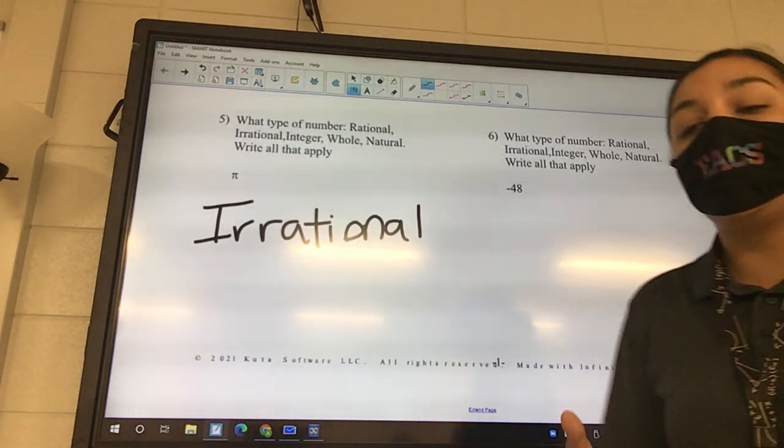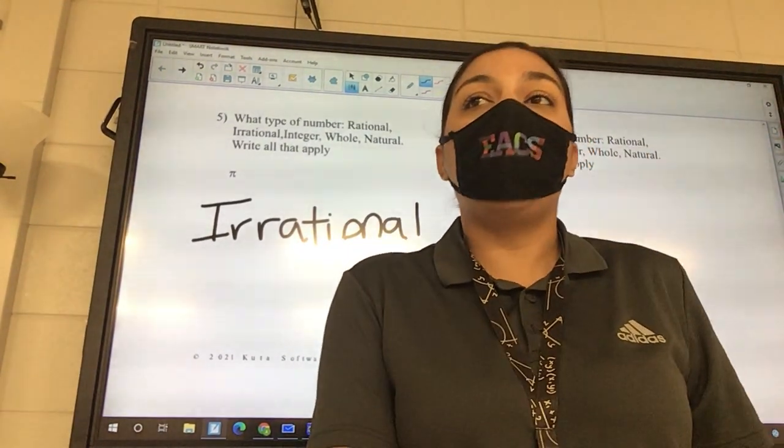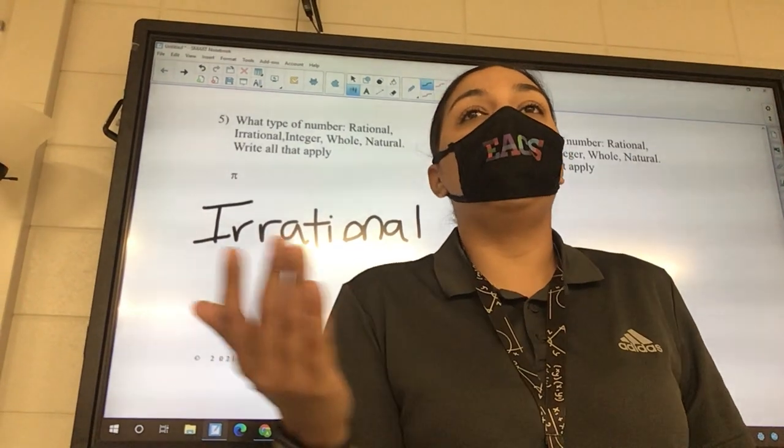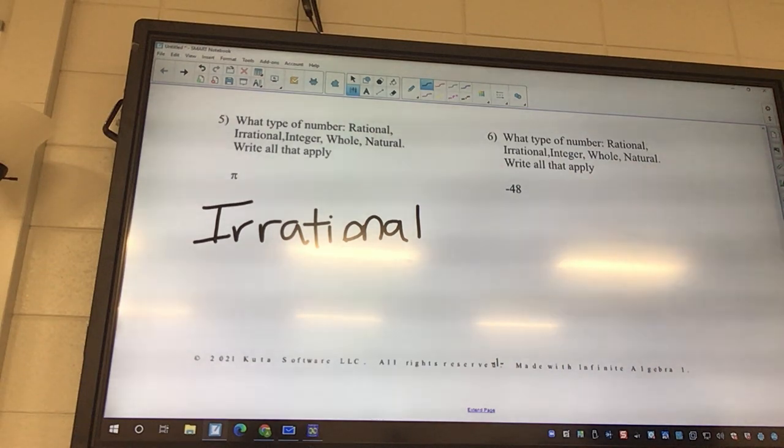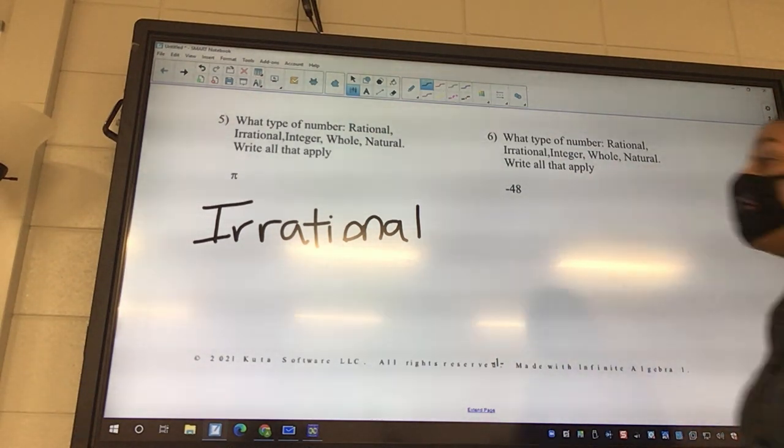And don't get confused because not all square roots are irrational. Okay, if you look at a square root of 4, what is a square root of 4? 2. And 2 is a whole number, okay, or a natural number.